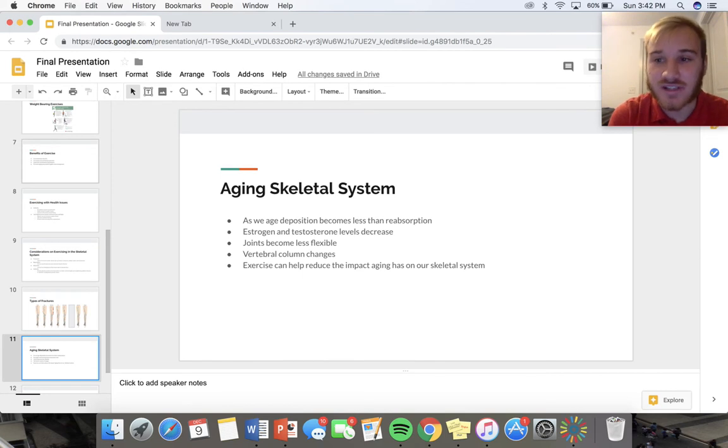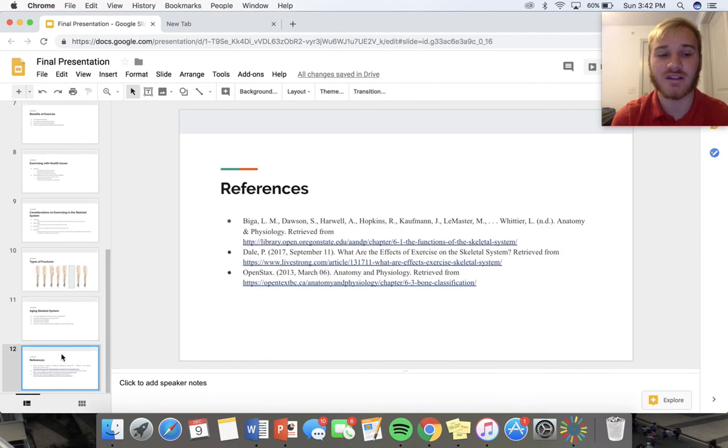And that's why exercising is so important to the skeletal system, because exercise won't eliminate all these problems, but it will help reduce the impact that aging has on our skeletal system by reducing the risk of all of these effects. So that's why it's so important that we exercise for our skeletal system.